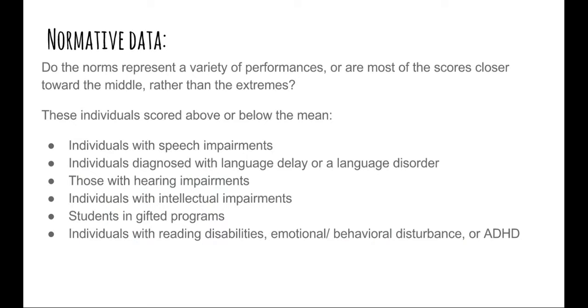Those with hearing impairments score lower by around 17 points, but due to the auditory nature of this test, that is a challenge. Individuals with intellectual impairments tend to score around 26 points below the general population. Students in gifted programs score around 13 points above the norm. Individuals with reading difficulties, EBDs, or ADHD score 7 to 10 points below the norm.